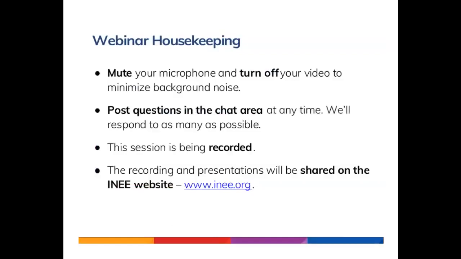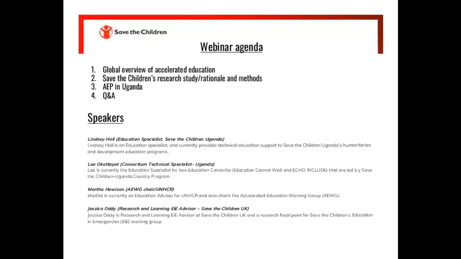Introductions and what we're going to be doing today. We're going to start with a 10-minute introduction to give everyone a kind of global overview of accelerated education. This is going to be led by Martha. Martha is an education advisor for UNHCR and also chairs the Accelerated Education Working Group. We're then going to move into a short overview of Save the Children's research study around accelerated education and the kind of rationale and methods. This is going to be presented by myself before moving into a deep dive into accelerated education in Uganda, which will be led by Lindsay and Leo.